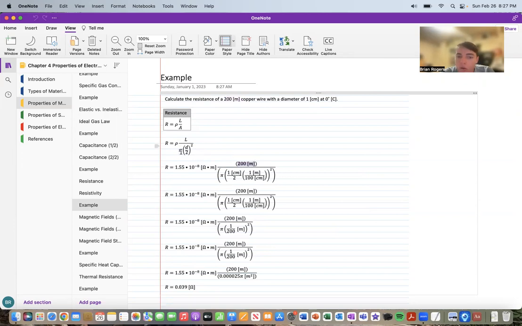And then all over pi, so pi here, times, and then this is the area.